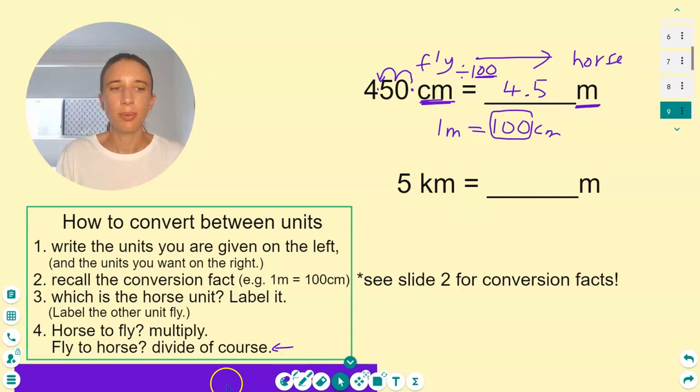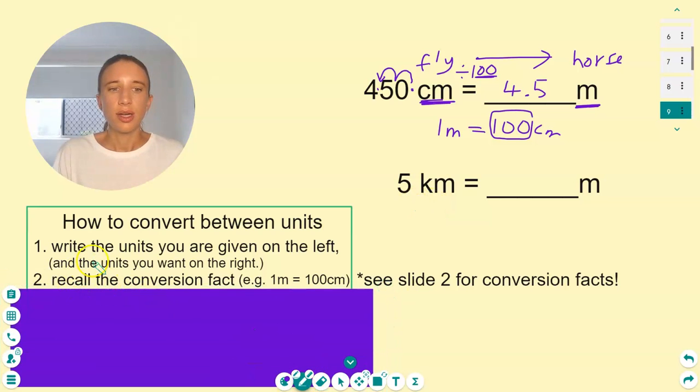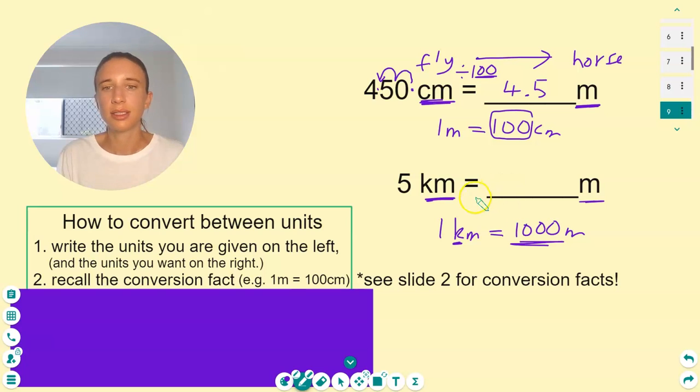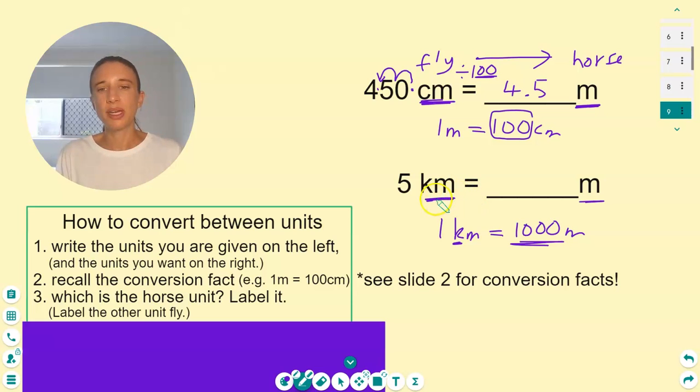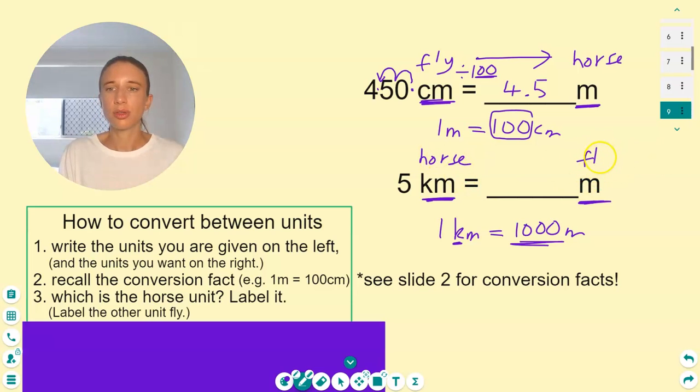Next one, using our process. Okay, we've written down our units. We recall the conversion fact. What links kilometers to meters? Kilo means times 1,000. All right, 1 kilometer equals 1,000 meters, since kilo means 1,000. Then we decide on our unit, which is the horse unit. So what's bigger, 1 kilometer or 1 meter? That's correct. So that's the horse. The kilometer is the horse.